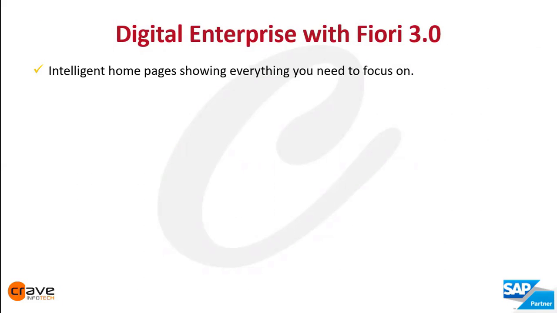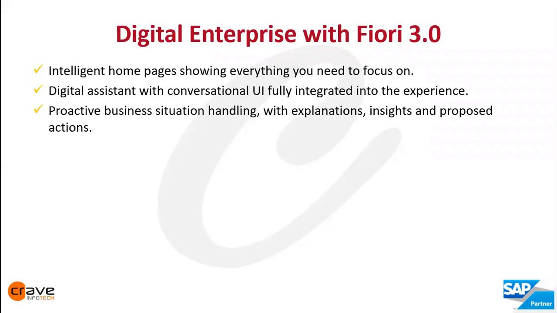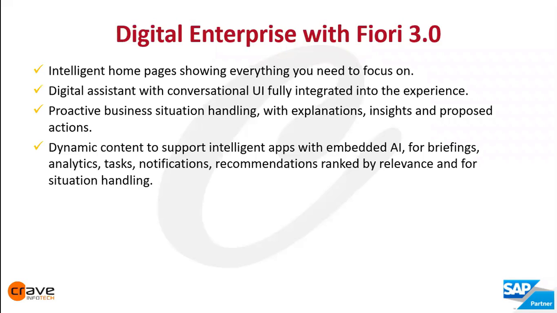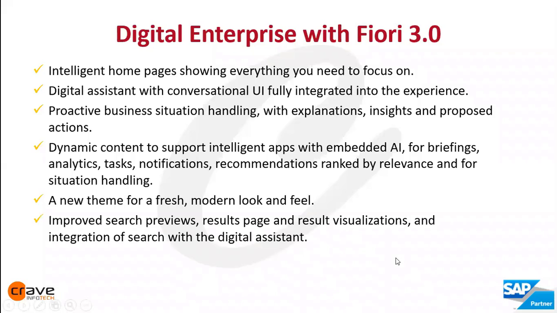So 3.0 is an intelligent home page using everything you need to focus on. It has a digital assistant with conversational UI fully integrated into the experience, proactive business situation handling with explanations, insights, and proposed solutions or actions, and content to support intelligent apps with embedded AI for briefings, analytics, tasks, notifications, and recommendations ranked by relevance and for situation handling. It also has a new theme for a fresh, modern look and feel. There are a lot of improvements in the search, preview, result pages, and so forth.